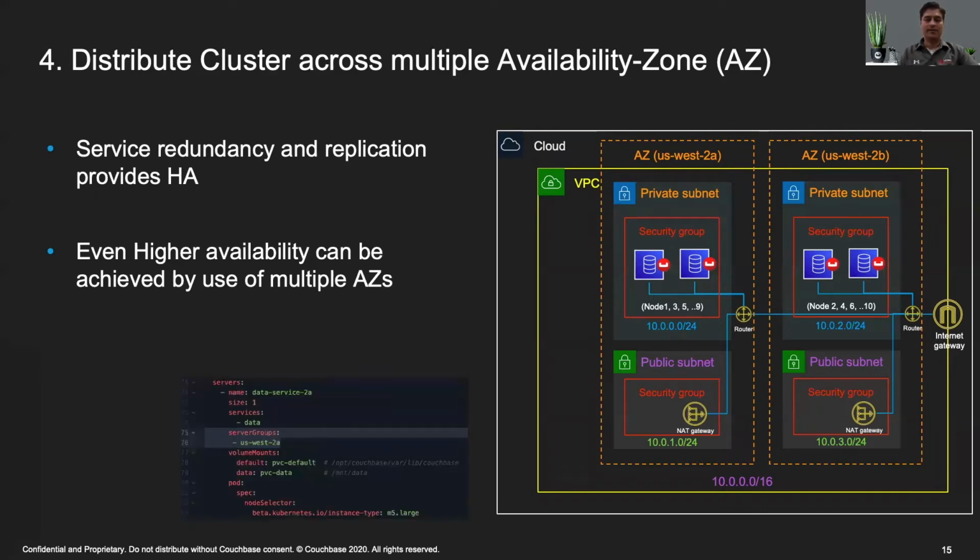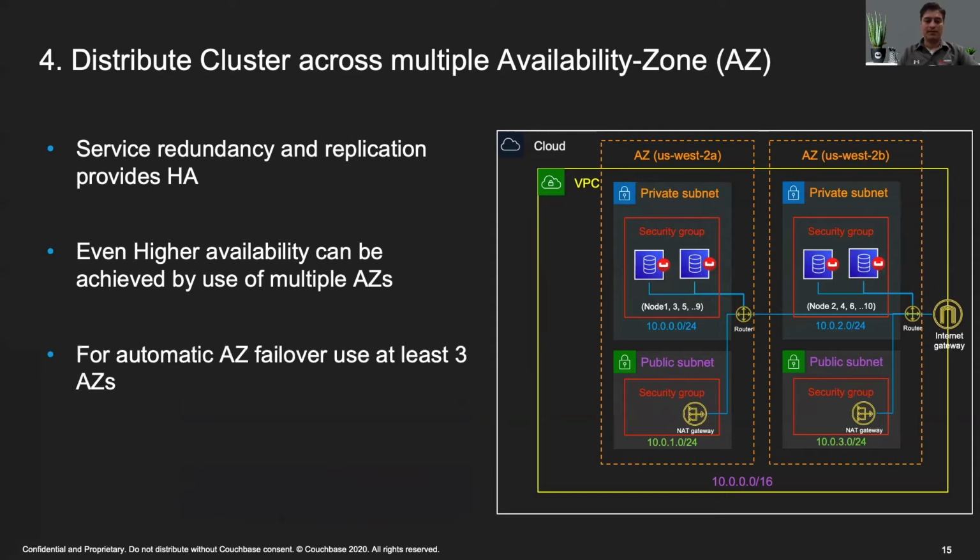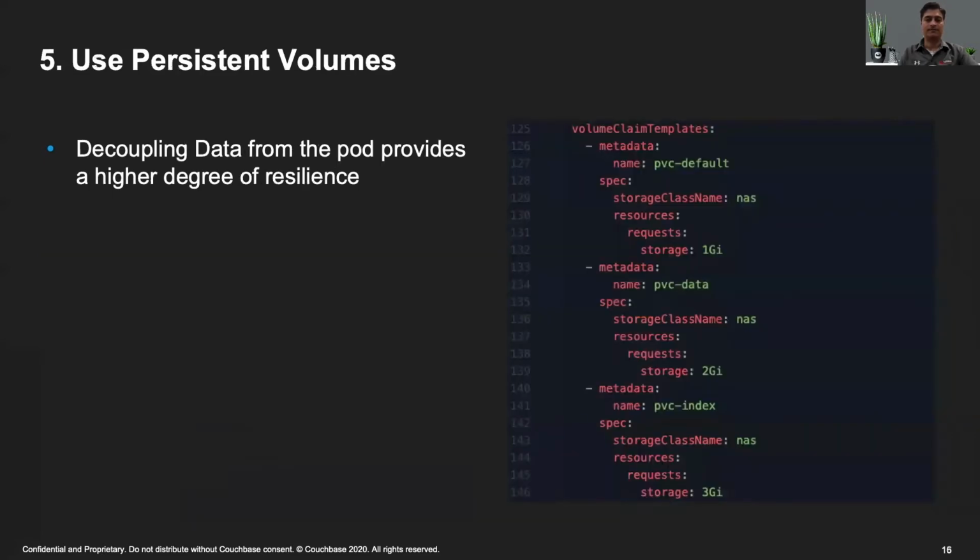Well, let me tell you that with the Couchbase Autonomous Operator, it is as simple as setting the server group property in the cluster deployment YAML file, which we will take a first-hand look at in our demo too. One last thing on this topic: always distribute Couchbase services equally among at least 3 availability zones if you would like auto failover capability in the event of AZ failure.